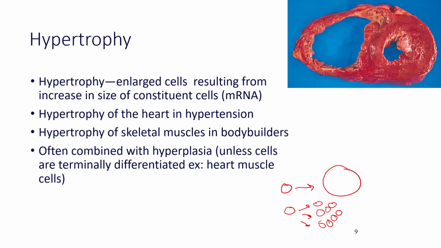So when we have hyperplasia, that's an increase in the number of cells. When we have hypertrophy, it's an increase in the size of the cells. And sometimes those go hand in hand. When you see hyperplasia, you also see hypertrophy and vice versa. The only exception to this is when you have terminally differentiated cells. So a muscle cell is terminally differentiated. When someone lifts weights and their muscles get big and bulky, the inside protein filaments increase, which expands the cell membrane and makes the cell physically larger.